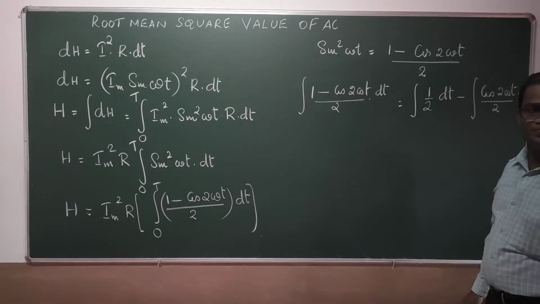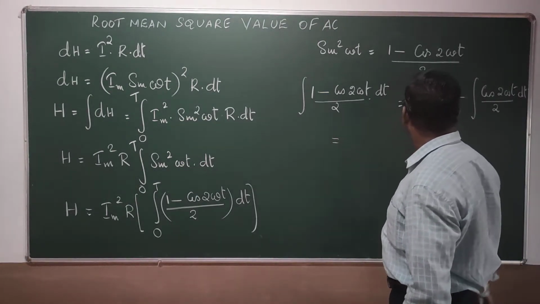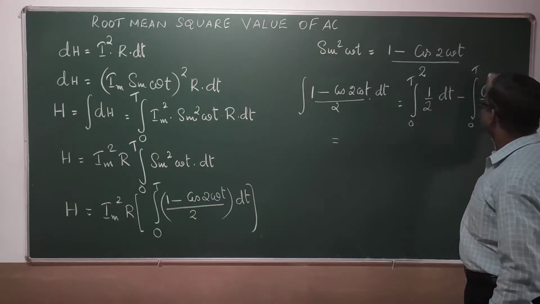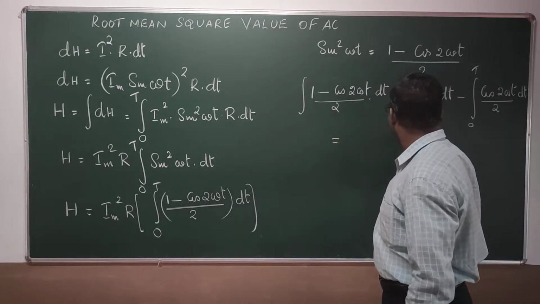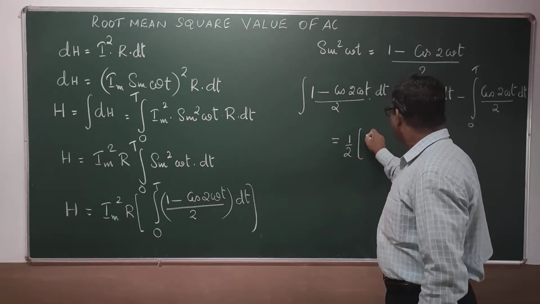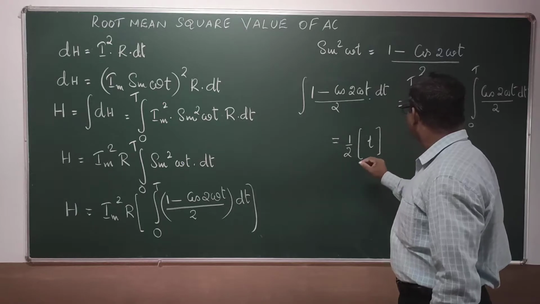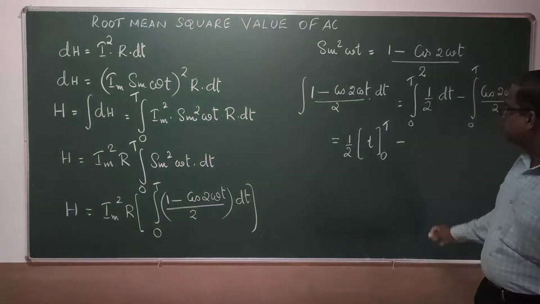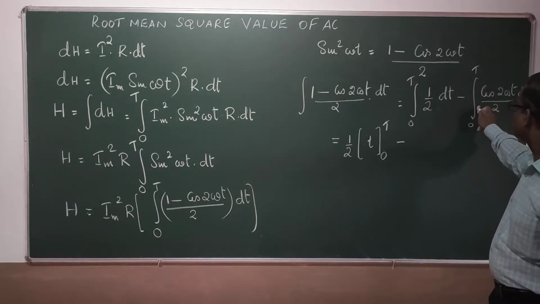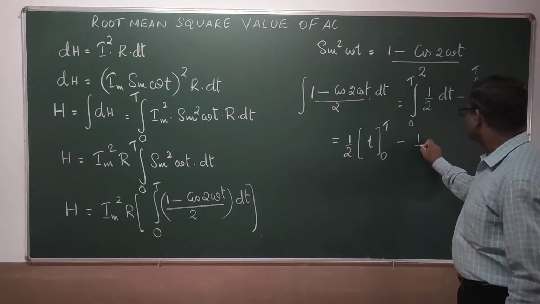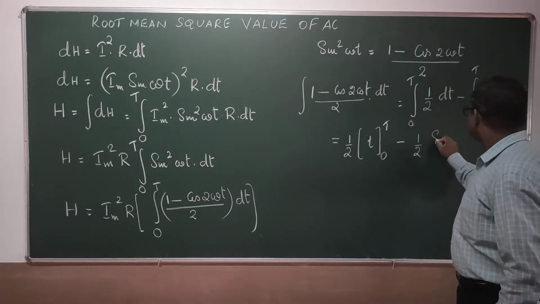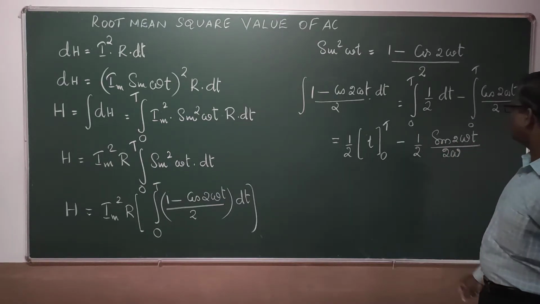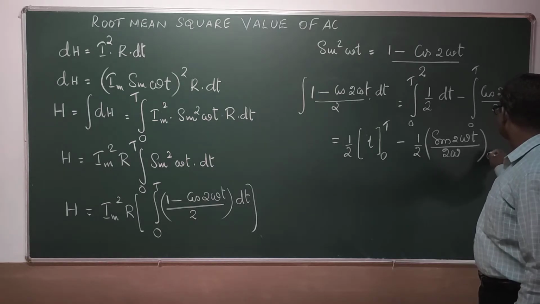Means I can split that into two. So that will be equal to the integral of half dt from 0 to T. Half dt, if I take, it will be half into t from 0 to capital T, minus the integral of cos 2 omega t dt, which I can take as 1 by 2 into sine 2 omega t by 2 omega between limits 0 to T.